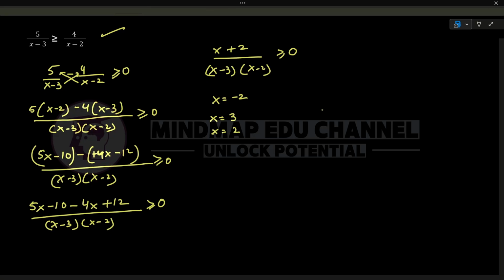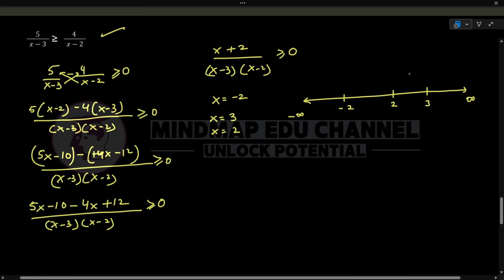Now let's plot this on a number line. So we have minus 2, we have 2, we have 3, from minus infinity to plus infinity. Now let's see the circles. The denominator cannot be equal to 0, so 3 and 2 will have an open circle. In the numerator we have a greater than or equal to sign, so here it will be a closed circle.